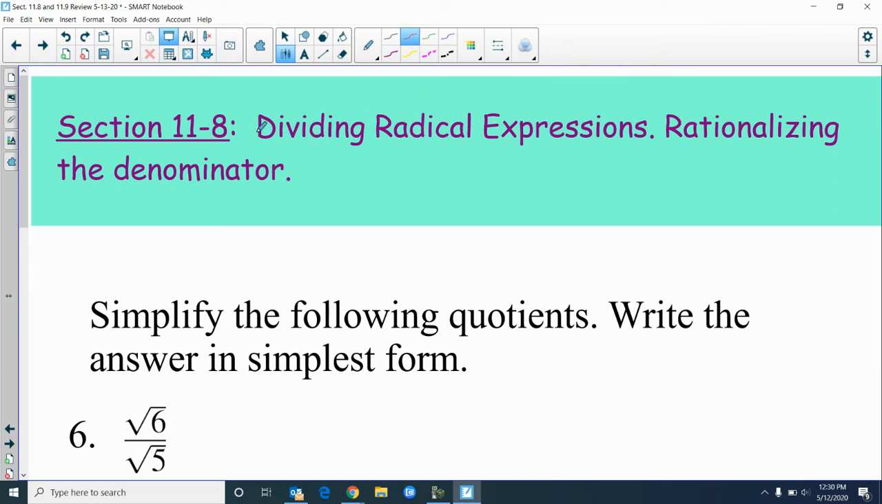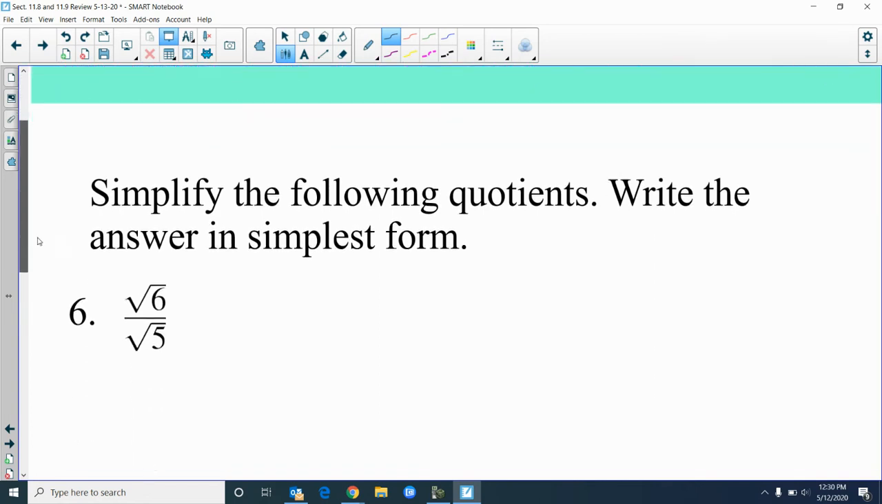Okay, this is still part of section 11.8, dividing radical expressions, which is also part of what we call rationalize the denominator. You cannot leave a square root in the denominator. To be simplified, to be in the correct form, you cannot have a radical. So remember what we do for this is whatever that radical is in the denominator, you got to multiply the top and bottom by the square root of 5 over square root of 5. We call that a factor of 1.